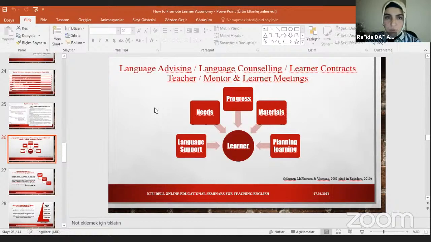Here, another way to help your students again is called language advising. Sometimes researchers, the figures in the field, call it language counseling. Or sometimes, you may have heard about learner contracts. So here in language advising, the idea is that as a teacher or as a mentor, you come together with your learner and you have some meetings and discussions so as to help your learners uncover their needs, their progress, or you can provide some materials and you can help the learners plan their own learning process. So this is another way to help. So these are the different ways to help your students to promote their autonomy.